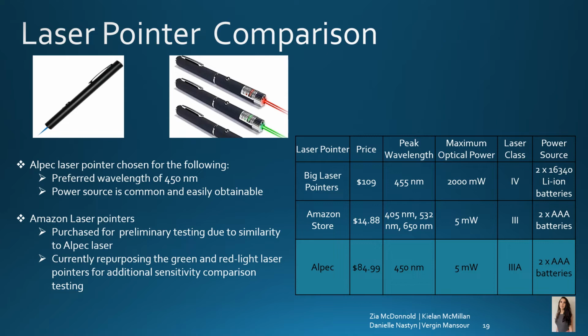Next, we see the laser pointers from the Amazon store displayed above on the right side. These lasers come in a set of 3, operating at 405 nanometers, 532 nanometers, and 650 nanometers, and all have a maximum optical power of 5 milliwatts. These laser pointers were purchased for preliminary testing but have since been used for wavelength-dependent sensitivity calibrations.